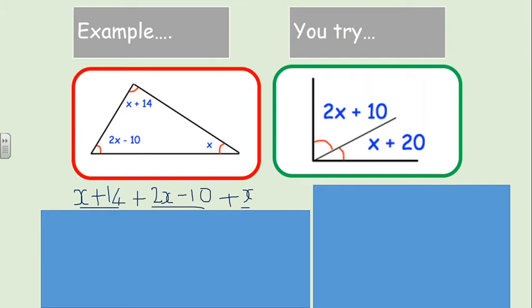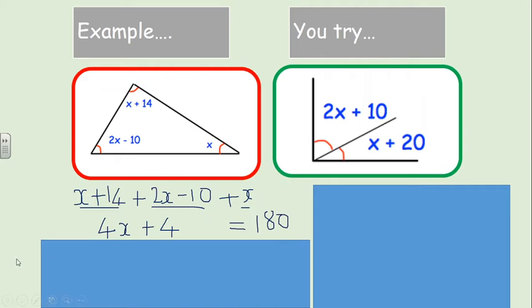So how many x's do you see? Well, you've got an x, 2x, and another x. So there's 4 in total, because there's 1 plus 2 plus 1. You get 4x. Now, you might be wondering why I put plus 4, and that's because I have a plus 14 and a minus 10. So 14 minus 10 gives you the 4. And the angles in a triangle make 180. Okay? So the number on the end is going to be 360, 180, or 90, depending on the rule. Okay?